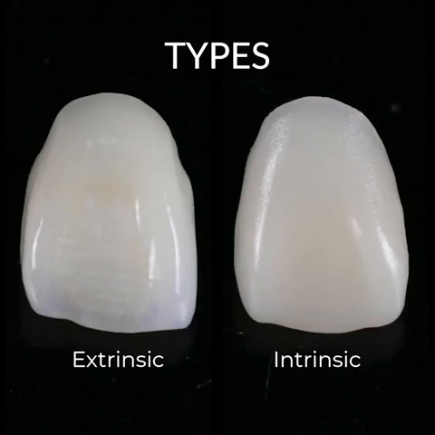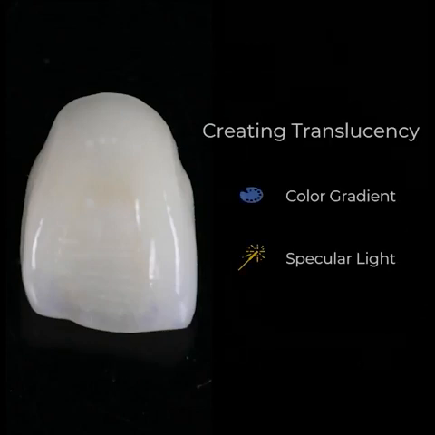Technically, we are creating an illusion of translucency with extrinsic changes. And there are 2 ways to do this: color gradient and specular light. So how does it work?